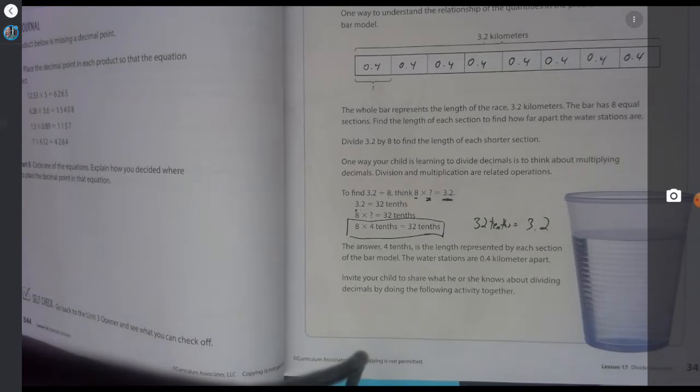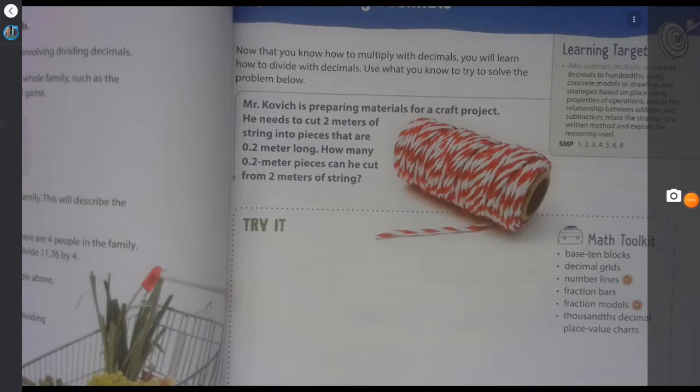Try solving some on our own. Turn the page, please. Mr. Kovich is preparing materials for a craft project. He needs to cut 2 meters of string into pieces that are 2/10 meters long. How many 2/10 meter pieces can he cut from 2 meters of string?